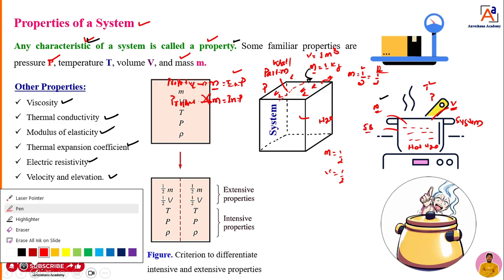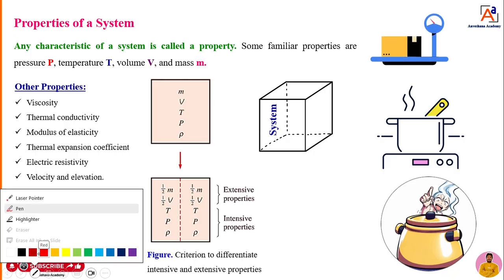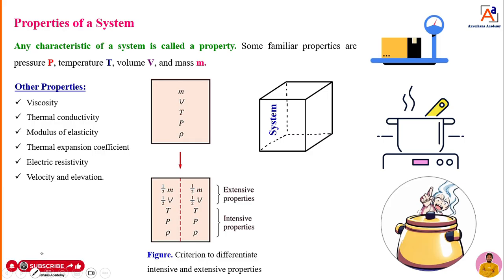Okay, so now to understand better, I will take an example and try to explain it here. Now I have taken a container. Assume, dear students, it's a cube. Now I will take a front view of this container, and when I consider hot water inside it, it is going to have some basic properties. What are those? Mass, volume, temperature, pressure, and density.